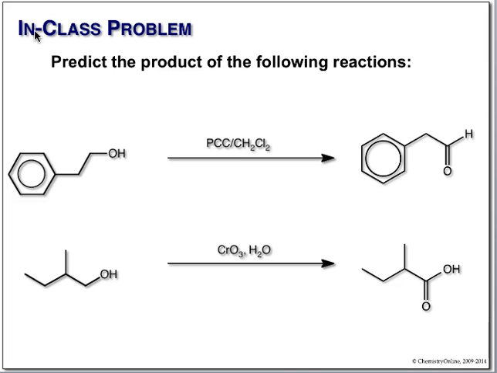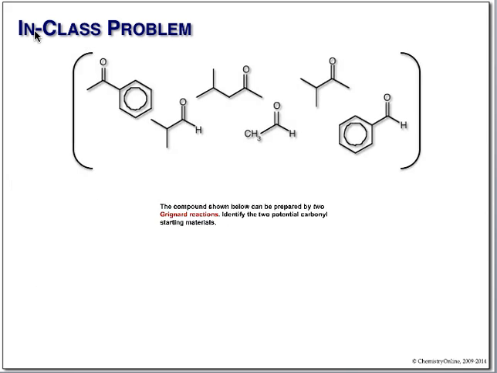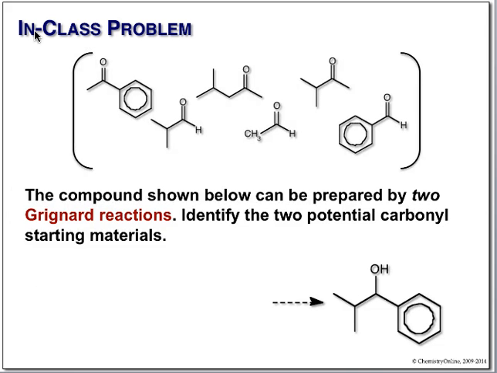All right, next, the third sheet. I promised you you would see reactions like this on the exam, and you will. I want you to take 2 carbonyl compounds and 2 Grignard reagents, and I want you to make this secondary alcohol.